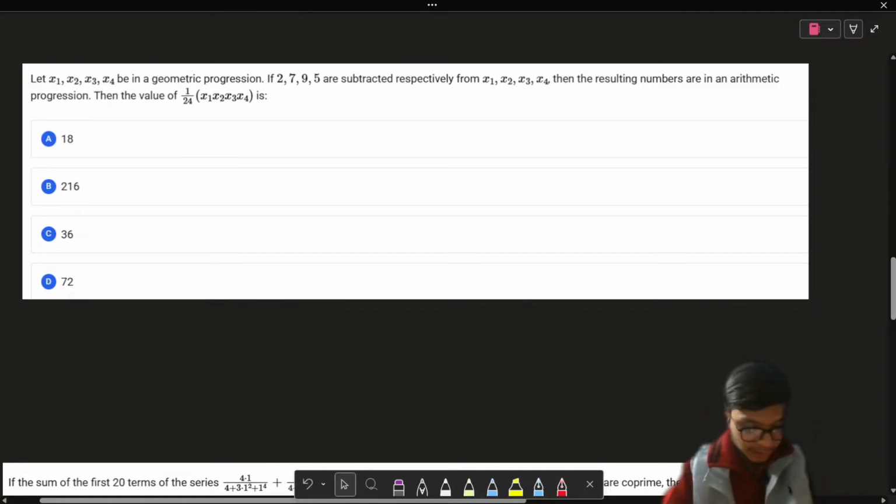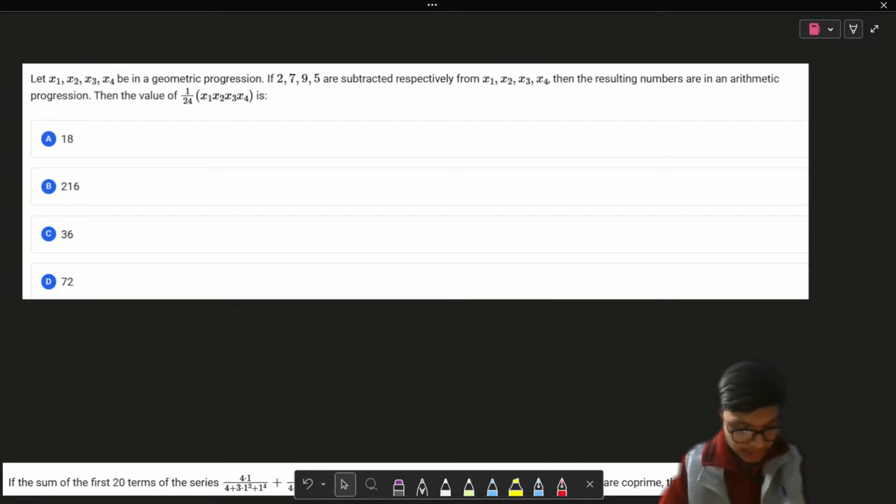Now this is a very interesting problem, and that's the reason for taking this up over here. It is said that the terms x1, x2 and x3 are in geometric progression, and 2, 7, 9 are subtracted respectively from these numbers, and the resulting numbers are in arithmetic progression.